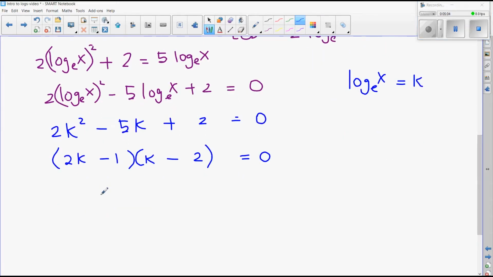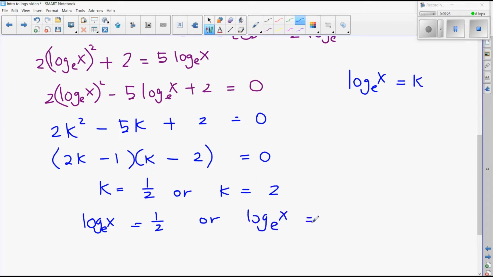So I now know that k can equal a half, or k will have a value of 2. But what is k? k is log of x to the base e. So log of x to the base e, or ln of x, equals a half, or log of x to the base e equals 2. So we need to solve for x. We're going to now change it from log form to exponential form, and the base of the log becomes the base of the exponent. So I got e to the half equals x.